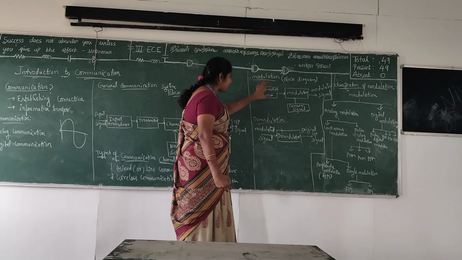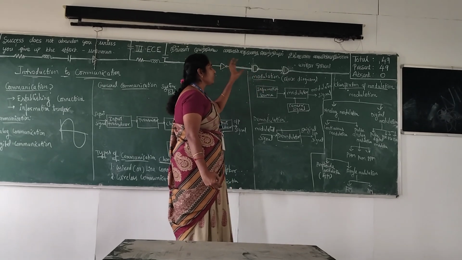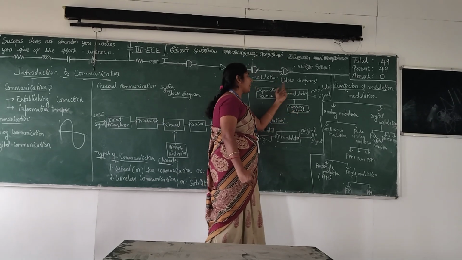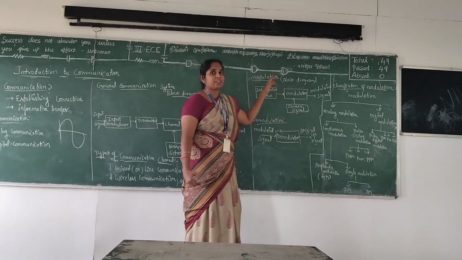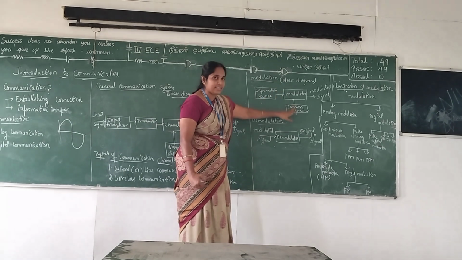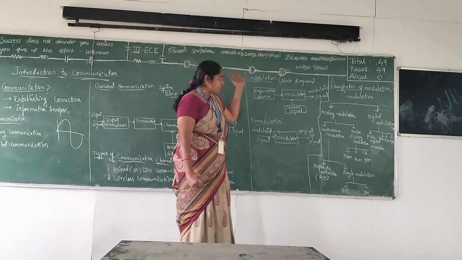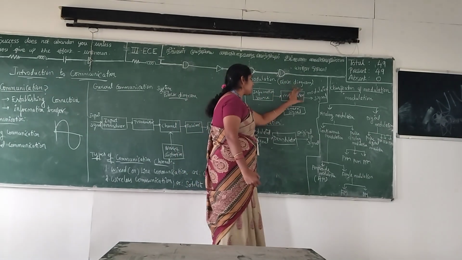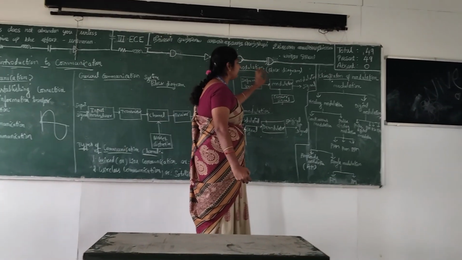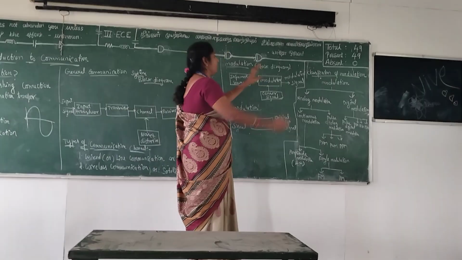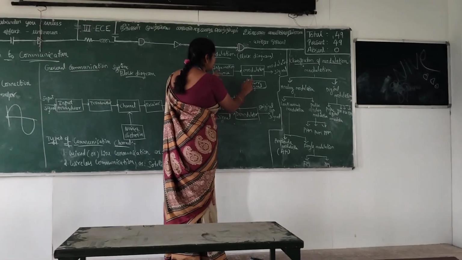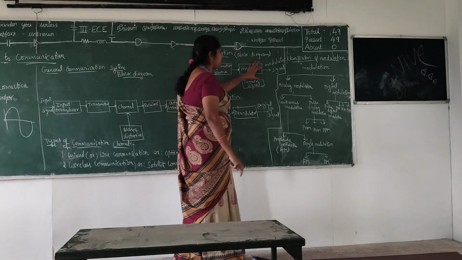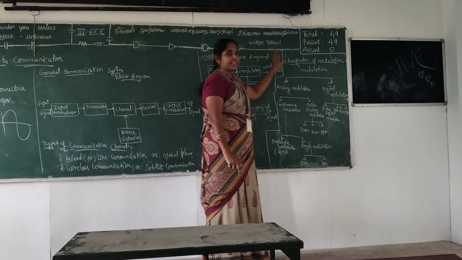Here is the information source, the information we are giving as input. That is given to the modulator. Another input to the modulator is the carrier signal, the high frequency signal used to carry the information from transmitter to receiver over long distances. This modulator mixes the low frequency input signal and the high frequency carrier signal. The high frequency carrier signal gets varied according to the input signal amplitude, and then modulation takes place. It transmits the modulated signal.